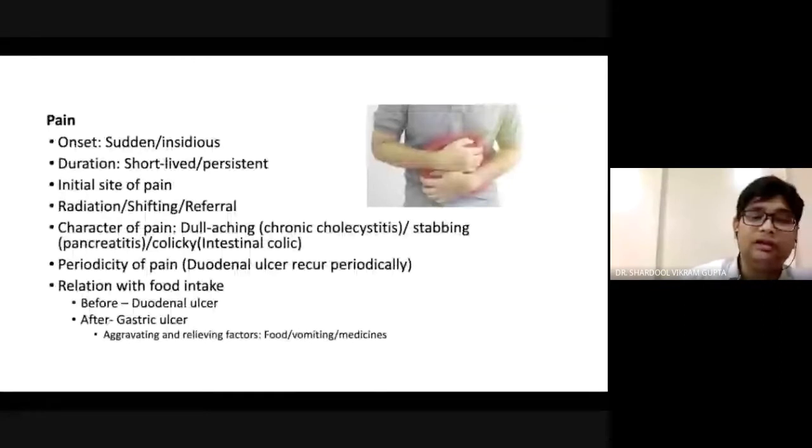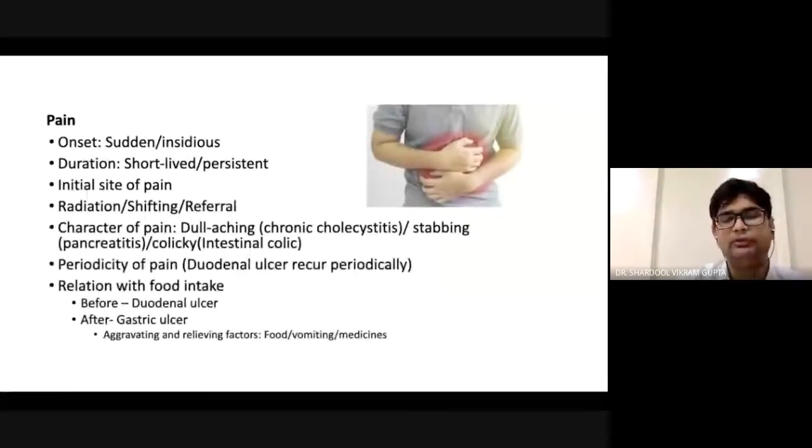So pain has to be demonstrated properly, because in most of the scenarios you will find that the chief complaint is pain. Or even if the chief complaint is abdominal lump, it is usually associated with pain. So you have to be master in history taking and examination in cases presenting with pain. So usually for pain you'll demonstrate onset, duration, initial site of pain, radiation, shifting, character of the pain, periodicity of the pain.